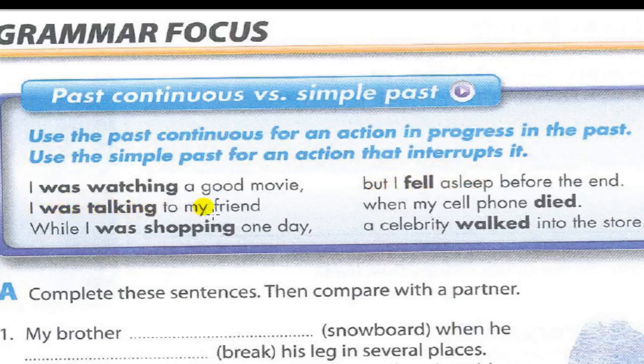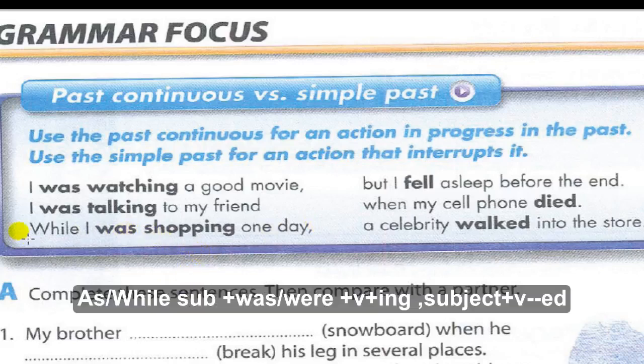I was talking to my friend when my cell phone died. The cell phone died. So the action here stopped. When I was shopping one day, a celebrity walked into the store. I was doing shopping, and then a famous person came into the shop or into the supermarket. So I stopped shopping and I went and welcomed this person or signed an autograph. So here with as or while, we will have subject, was, were, verb plus ing, past continuous. The second sentence, subject, verb with D, ED, IED. Subject, verb in the simple past.